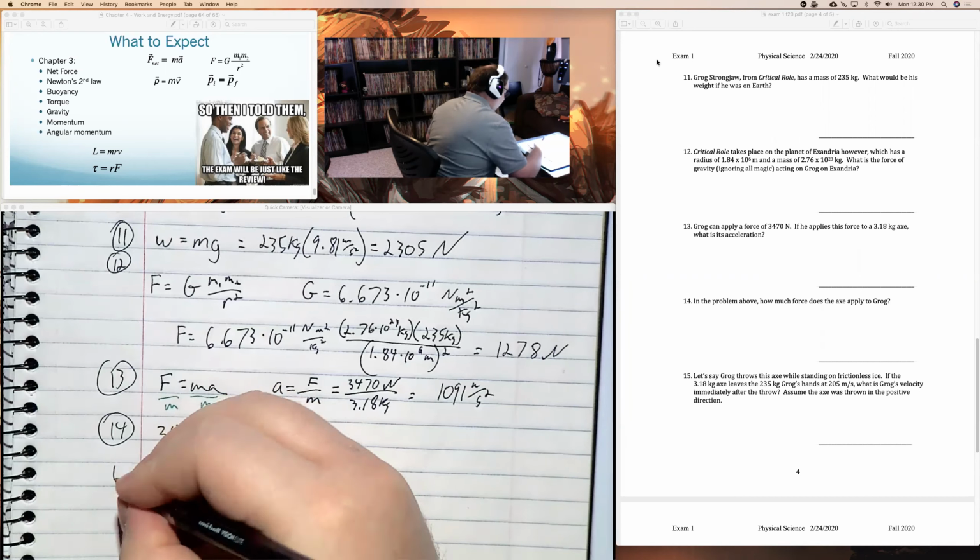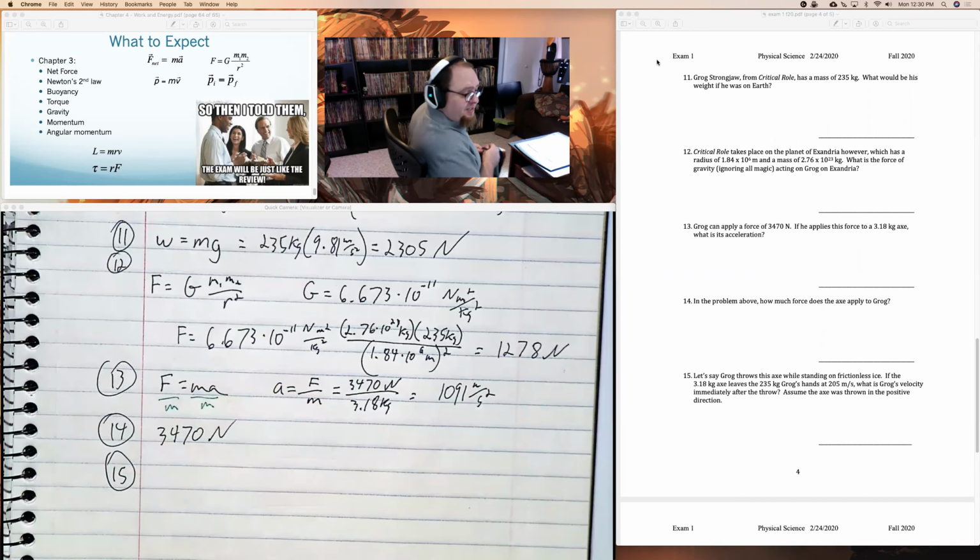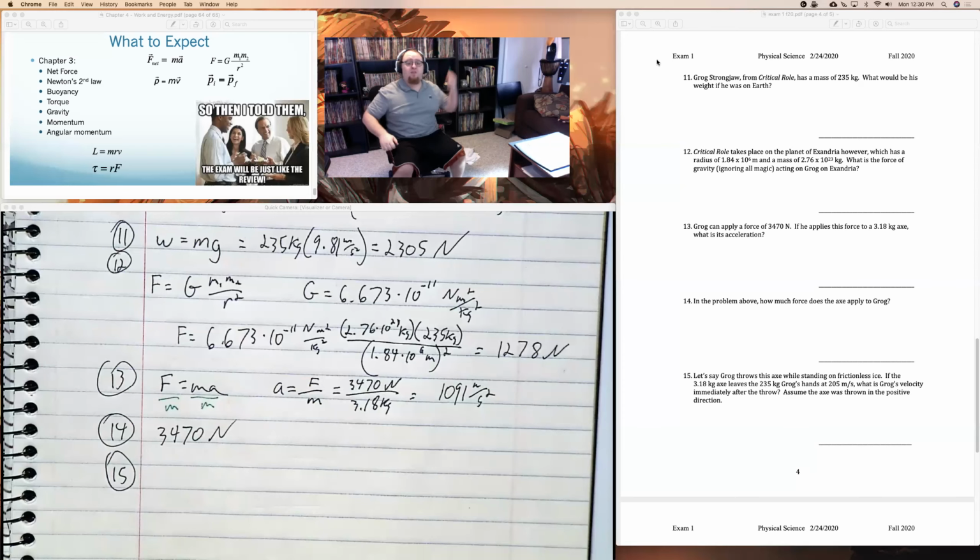And number 15 was, let's say Grog does this on frictionless ice. The axe leaves his hand at 205 meters per second. What's his velocity after the throw? This is somebody throwing something and moving backwards. That's recoil. We've done a bunch of problems about recoil. Luigi throwing a shell. Captain America throwing a shield.